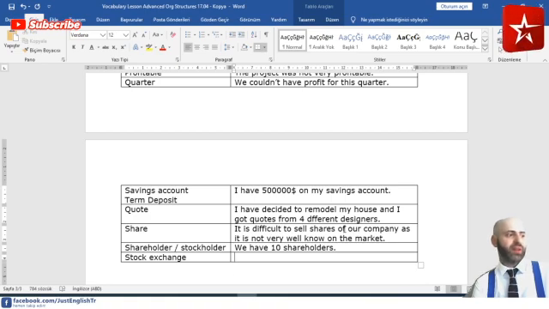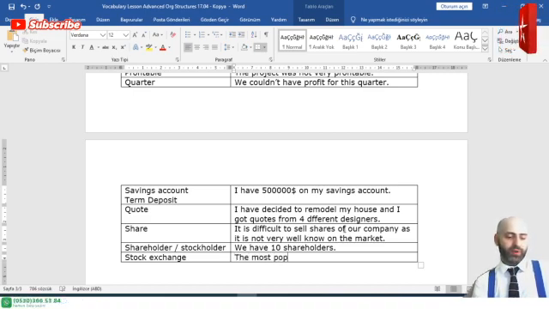Shareholder is like a member, owner of the company. Share is what they have. Shareholder is a person, Sevda. Stock exchange.